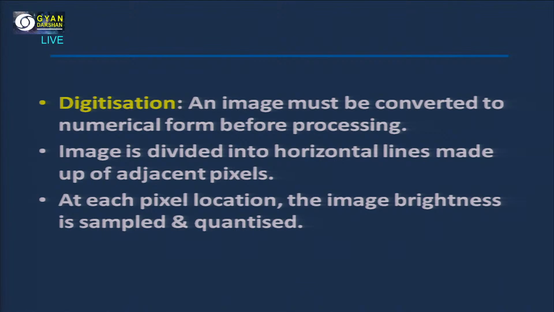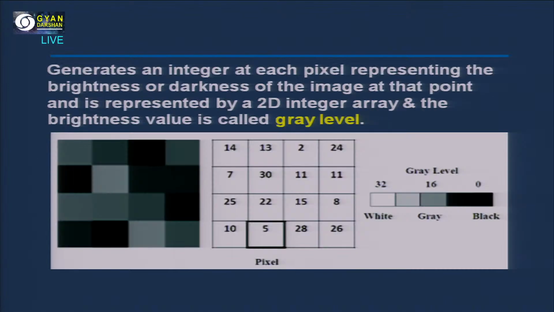As we know, the image is divided into horizontal lines, which are made up of adjacent pixels, and at each pixel location, the image brightness is sampled and quantized. We will learn about this a little bit here. The process of digitization generates an integer value at each of the pixels, representing the brightness or the darkness of the image at that particular point, and is represented by a two-dimensional integer array. The brightness value is called either the gray level or the digital number or DN.